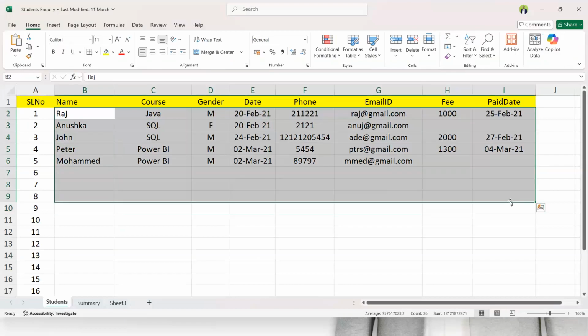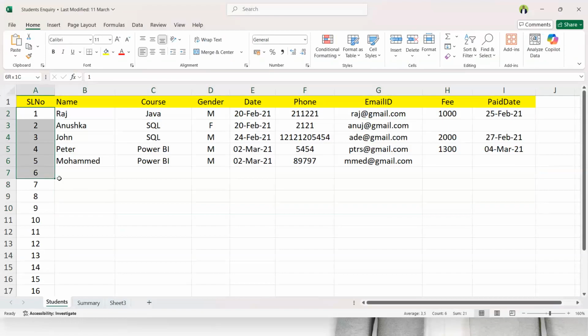So like that, every month people are going to be giving me a lot of data, and I'm going to be writing it. But once I create this data, my boss is going to be asking me, hey Bhaskar, give me how many people have inquired for Power BI? How many people have inquired for SQL? How many people have inquired for Java in the month of February, in the month of March? I want to have some summary.